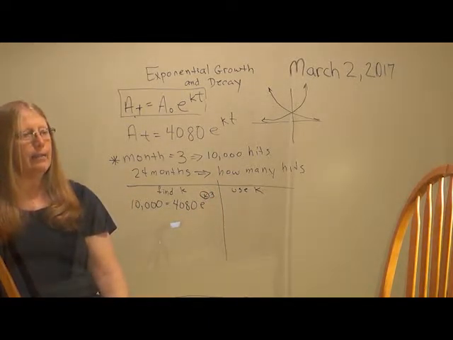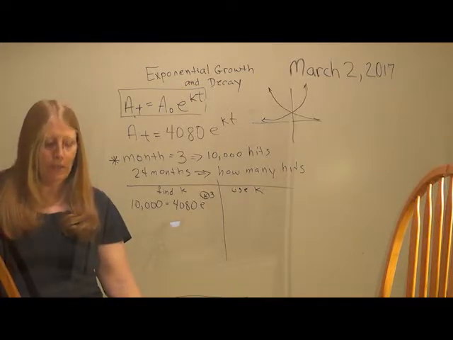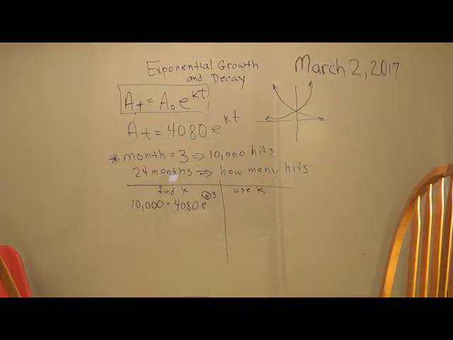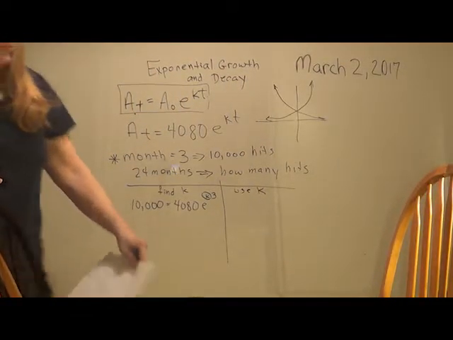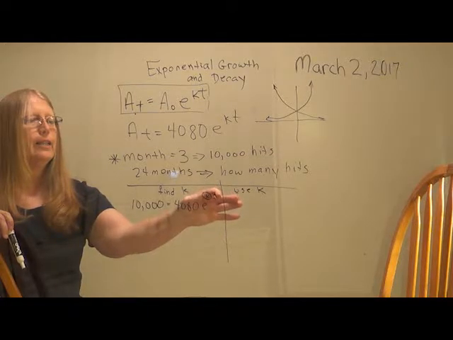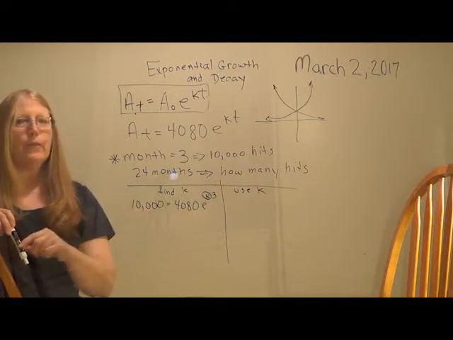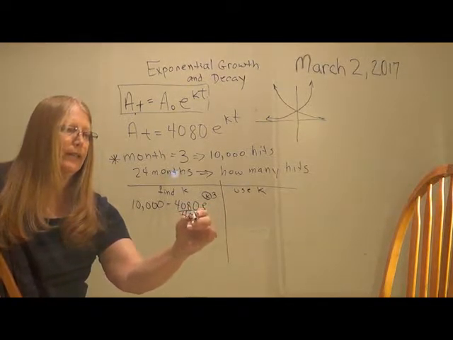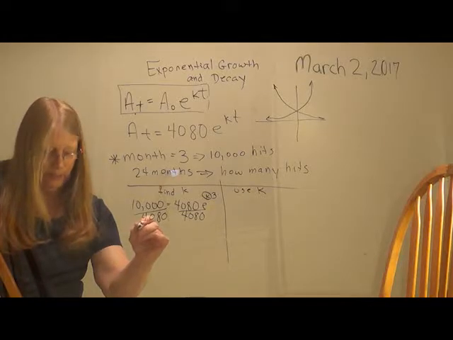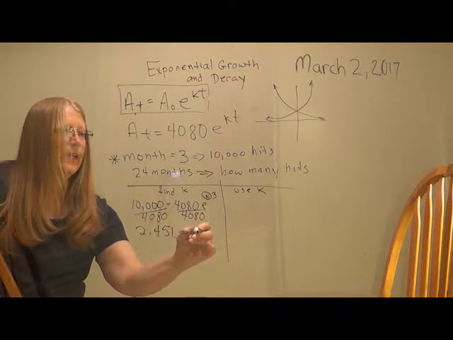In order to solve that, we are going to solve an exponential, which you have been well taught to do. To solve this exponential, you'll recall that before we can bring the unknown down where we can work with it, we have to get rid of this 4080. So we're going to divide both sides by 4,080. 10,000 divided by 4,080 is 2.451. And now that equals e to the 3k.